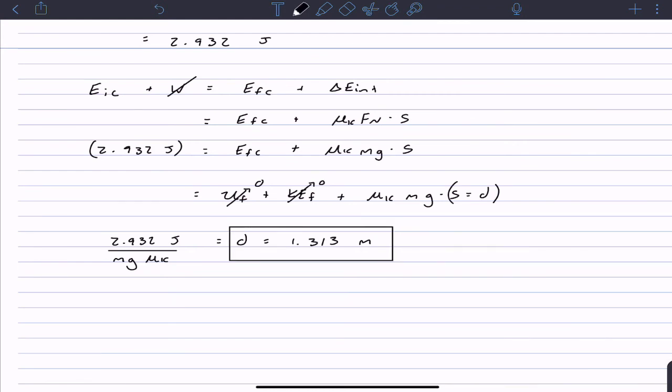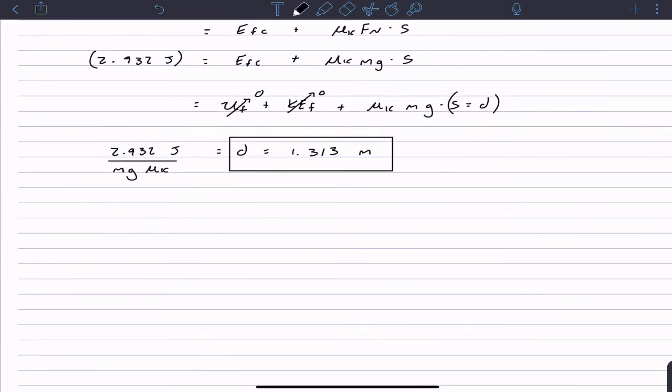Okay, so problem 51. It's exactly the same, but now we have friction on the ramp. So we already went through all the work to figure out what is the initial and final energy for the first part of the trip, right? So we don't need to do that. So we know that the energy is going to be 2.932 joules at the top of the ramp as the thing is moving.